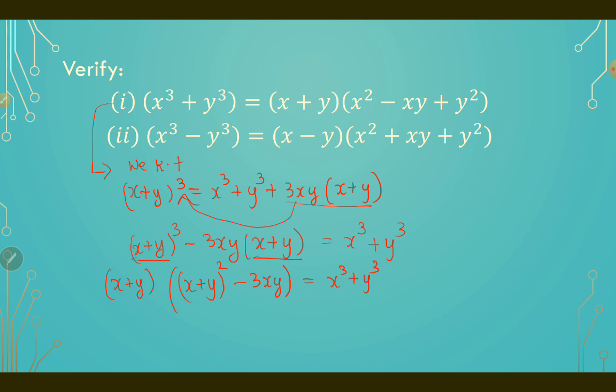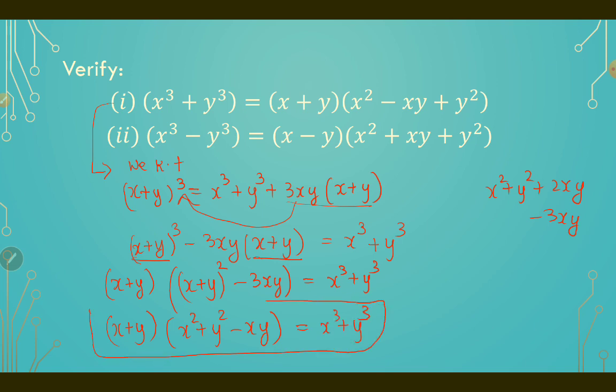And I know what x plus y the whole square is. That's x square plus y square plus 2xy. So minus 3xy gives me x plus y into x square plus y square minus xy is equal to x cube plus y cube. Hence proved.